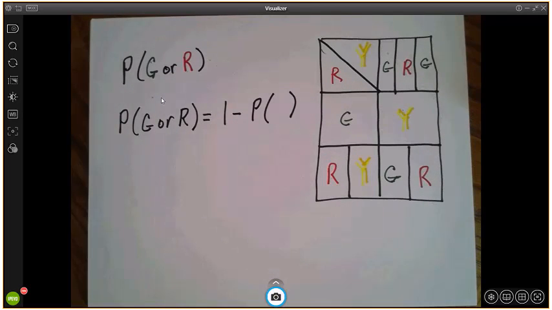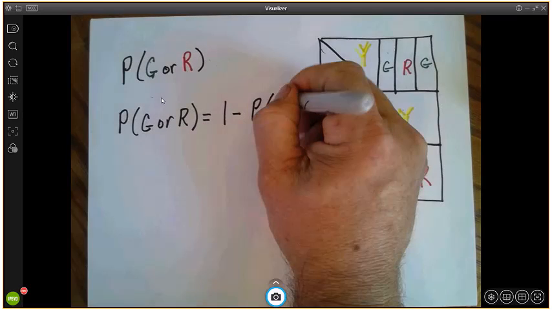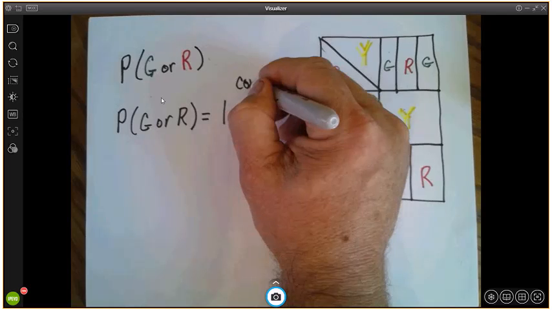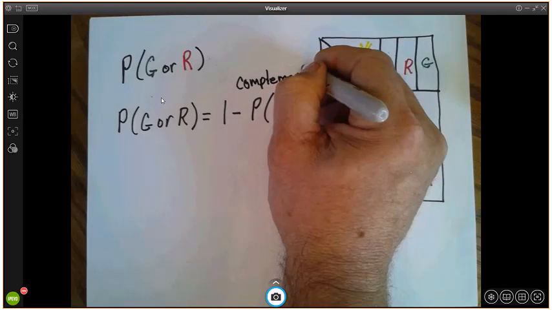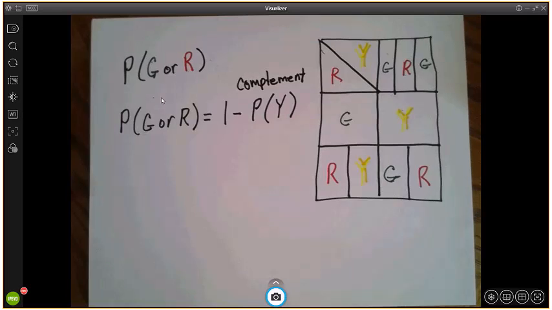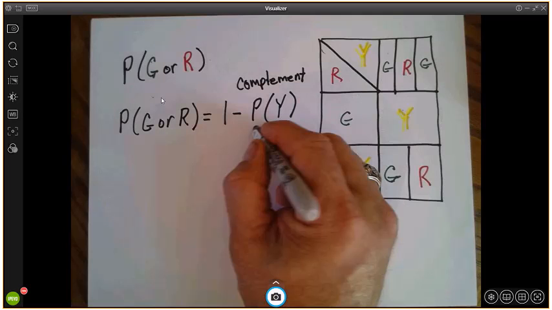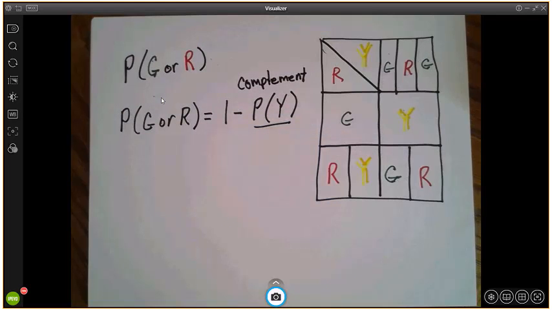What's the only other color besides green and yellow? Yellow. Exactly, I just told you. This is the complement. So instead of doing all of those red and greens, I'm just going to find the probability of yellow and subtract it from 1.